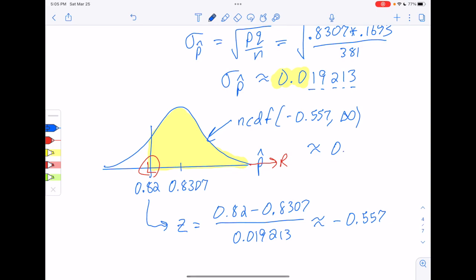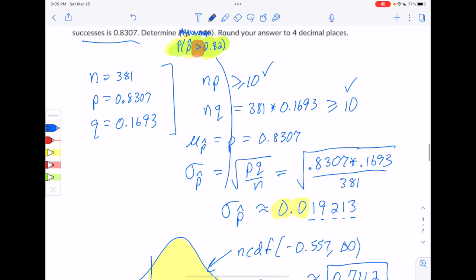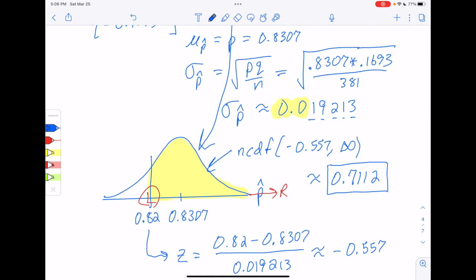So 0.7112, always put in 4 decimal places on our probability calculation. So the probability that they wanted us to find was that area right there, which we just found. So final answer, this is what we're going to enter into active learning, 0.7112.